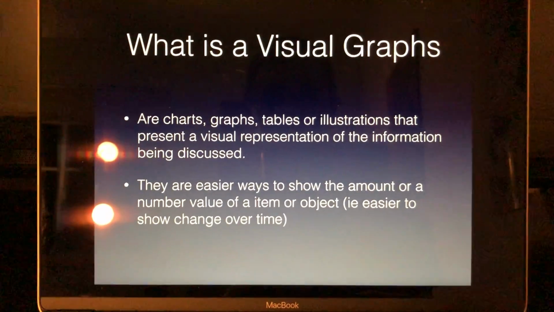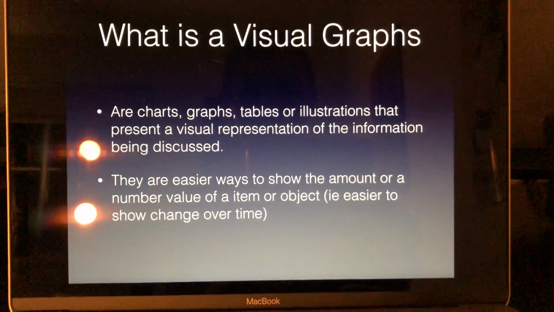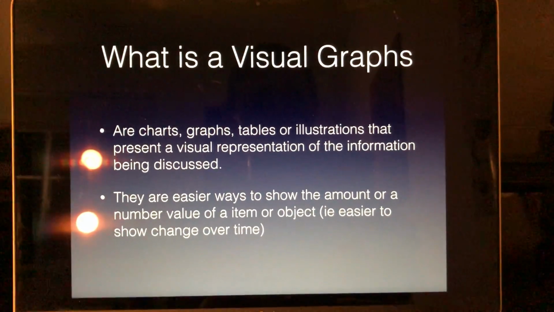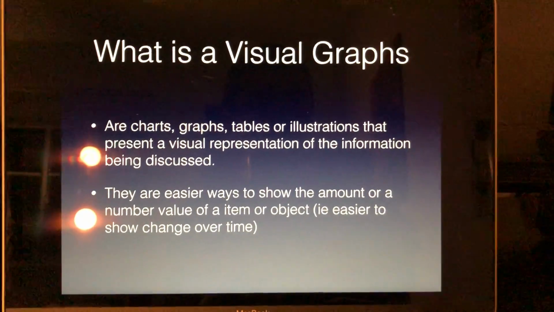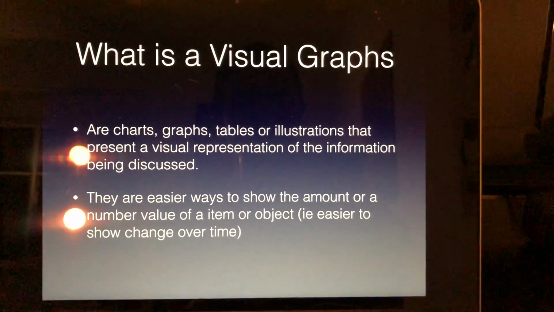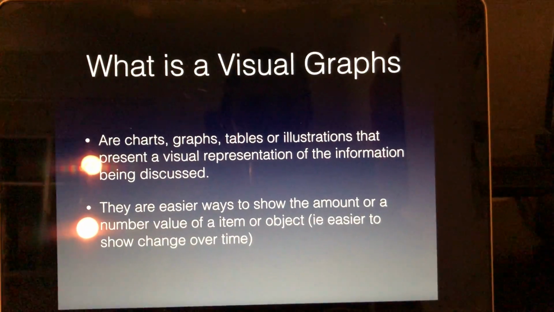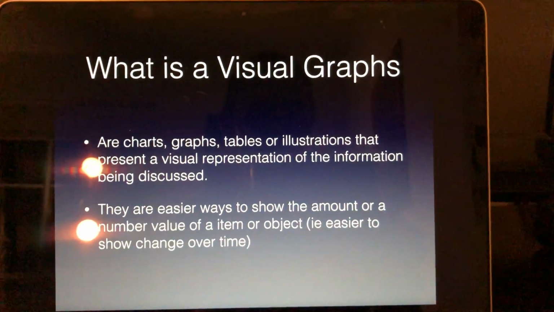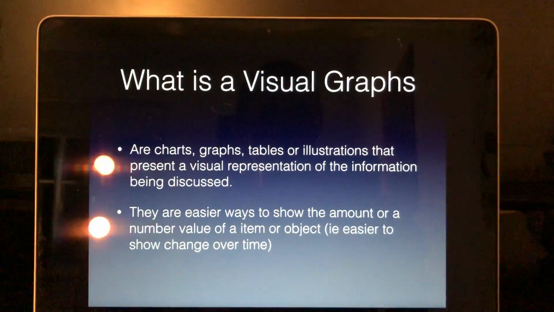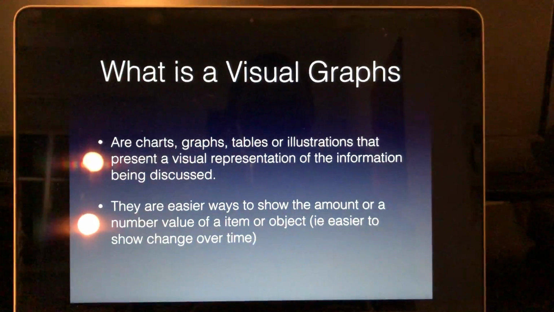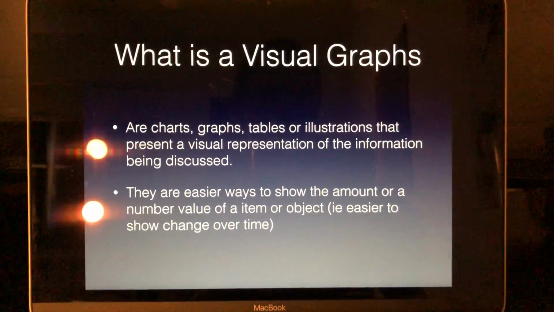Visual graphs are charts, graphs, tables, or illustrations that present a visual representation of information or numbers being discussed within a report. They are also an easier way to show the amount or number value of an item or object, such as change over time or parts of a whole. It just allows report writers an easier way to present numbers without having to explain in words.